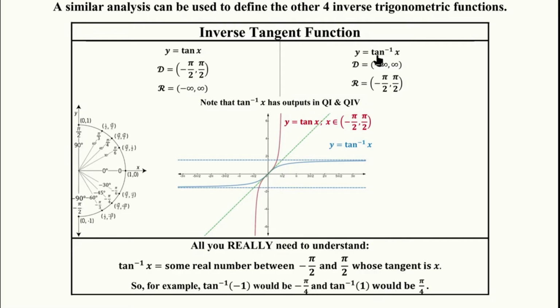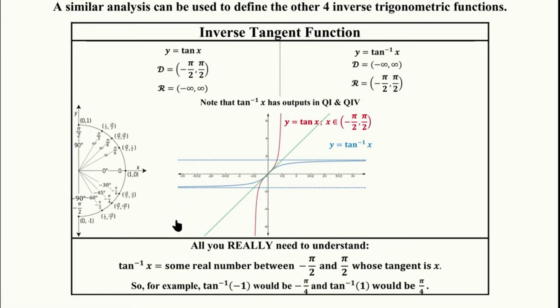And for inverse tangent, the domain, if you notice in blue, is all real numbers, but the range, the outputs, are bounded between negative pi over 2 below and pi over 2 above. And once again, notice that that's an open interval because this inverse tangent curve will never cross the pi over 2 line, nor will it cross the negative pi over 2 line here.